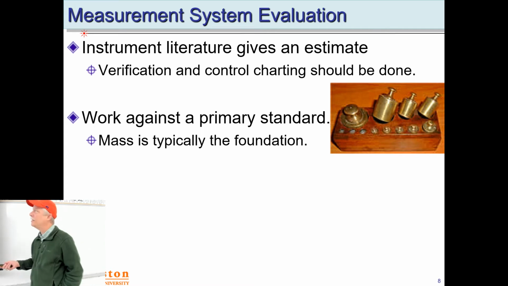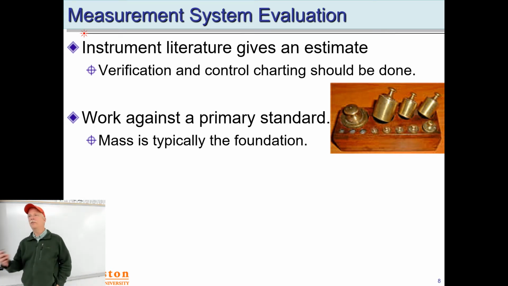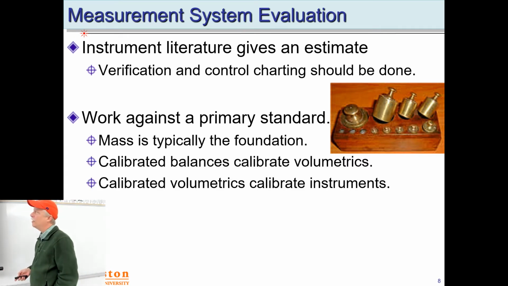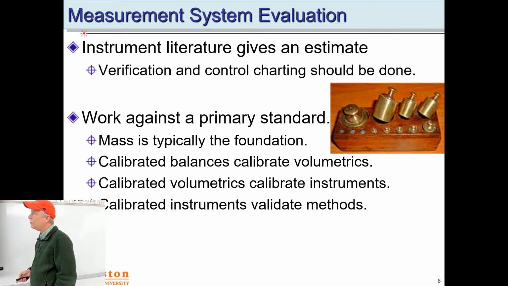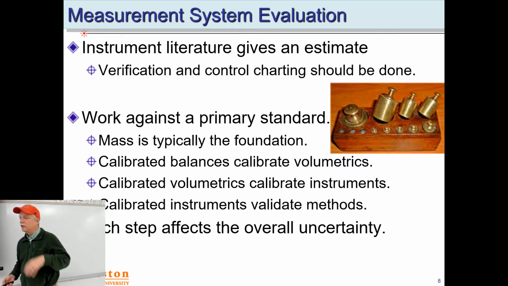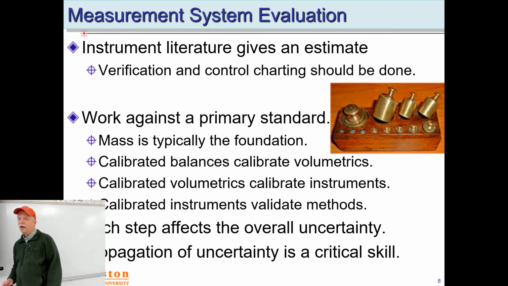Mass is typically the foundation of measurement, and we calibrate our volumetric equipment with the mass. Have you done that with the pipettes, measuring the pipette repeatability and so on? So it all starts with calibrated balances. Then we build this pyramid from mass through volume to all the different measurements that we have. Each step is always affecting the others, and that's why we need to do propagation of uncertainty.